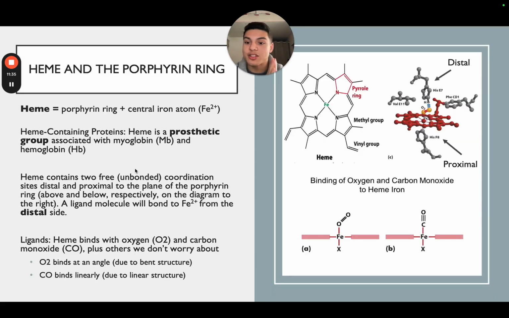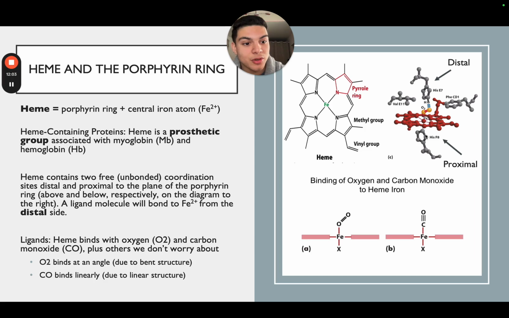And the heme contains two free unbonded coordination sites, distal and proximal, to the plane of the porphyrin ring. So essentially, if we're looking at this diagram or this one as well, we have one above and below respectively for the distal and then the proximal. The distal, and I'll explain this much more in depth in just a little bit. A ligand molecule will bind in Fe from the distal side. And this is because, as you can see, and I'll show this in a different diagram because I think it's more clear than this one.